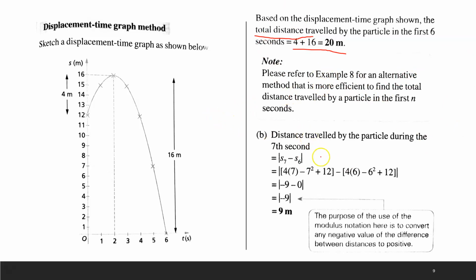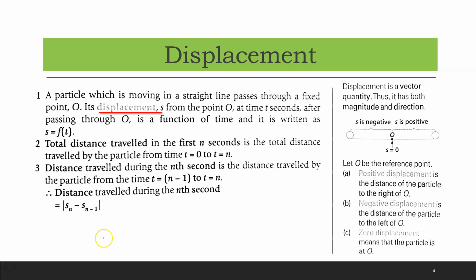Okay, next the question is distance traveled by the particle during the 7 second. So, ini adalah formula yang kita belajar tadi. Kalau the first few second, ada dia punya cara untuk kira. And then the next second, we have this formula, kan? You remember the Sn minus Sn minus 1? This is the formula during the n second. Ini untuk yang first n second. This one is for n second.